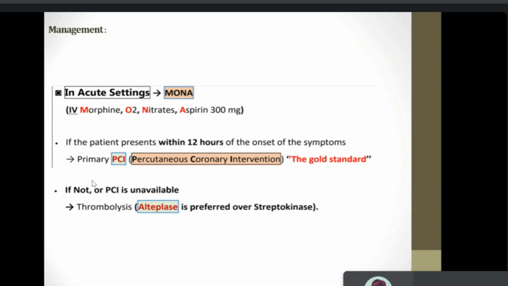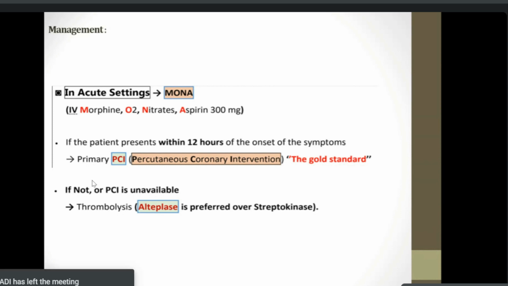do the percutaneous intervention, percutaneous coronary intervention. It's the gold standard. But if not, if percutaneous coronary intervention is unavailable, we move to the thrombolysis. And for the thrombolysis, we prefer the molecule alteplase over streptokinase.